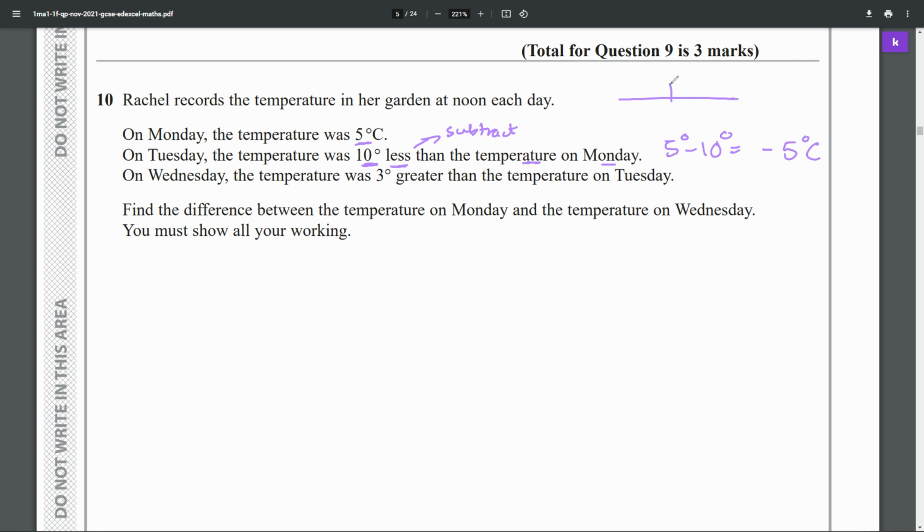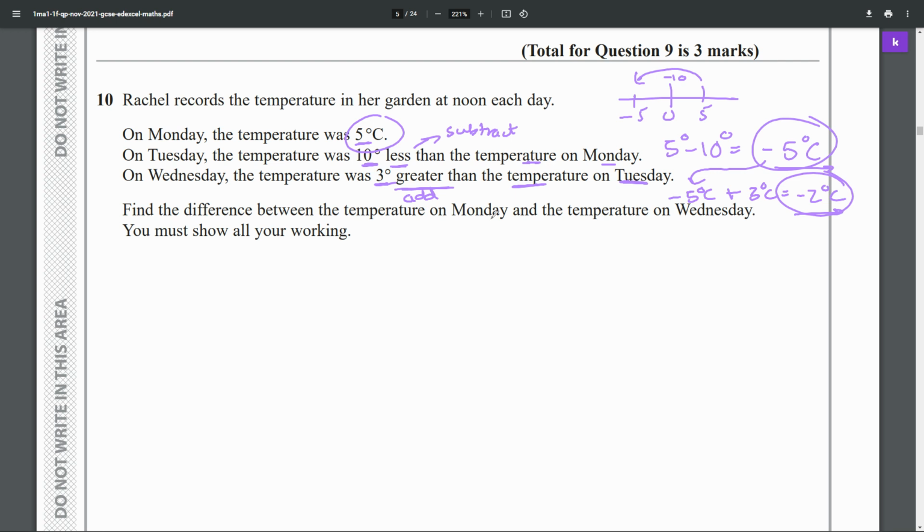And that's using integers, right? If 0 is here and 5 is here and you subtract 10, you end up at negative 5. On Wednesday, the temperature was 3 degrees greater than the temperature on Tuesday. So we got to take that answer, and greater means add. So we're going to have to take negative 5 degrees Celsius and add 3 degrees Celsius. That becomes negative 2 degrees Celsius. So we got 5 degrees Celsius, negative 5 degrees Celsius, negative 2 degrees Celsius.